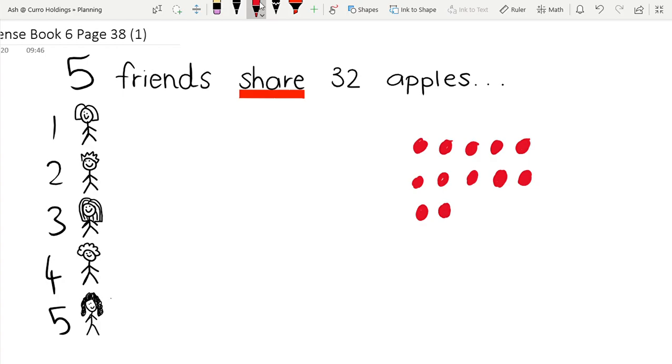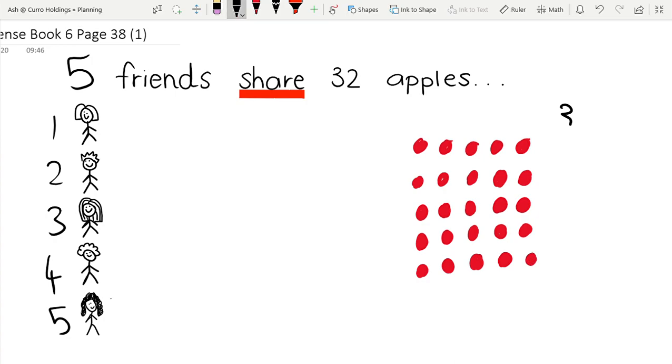So count with me. We had 5, 10. Now we're doing 15, 20, and 25. How many apples did we have to start with? 32. So our sum is going to say 32 minus 25. How many do we have left to share? 32 minus 25 is 7. So at the bottom here, I'm going to draw my 7 spare apples.